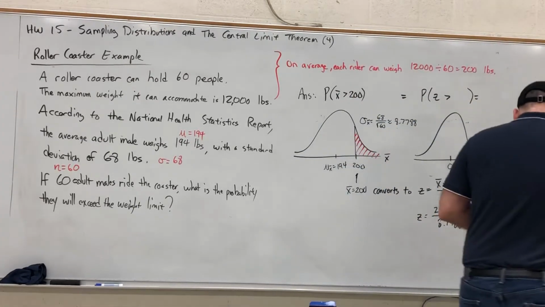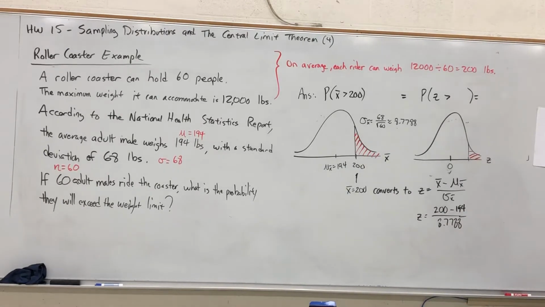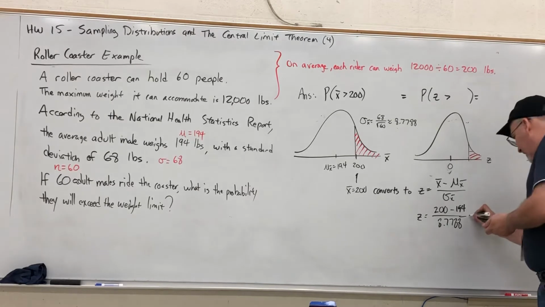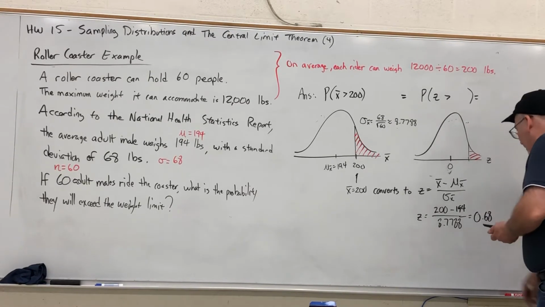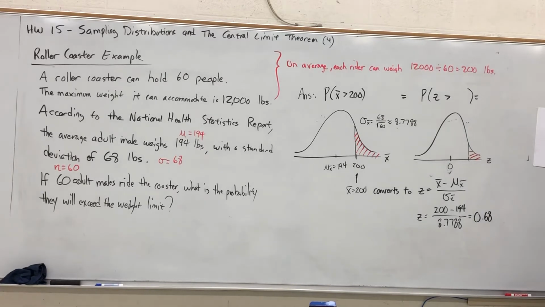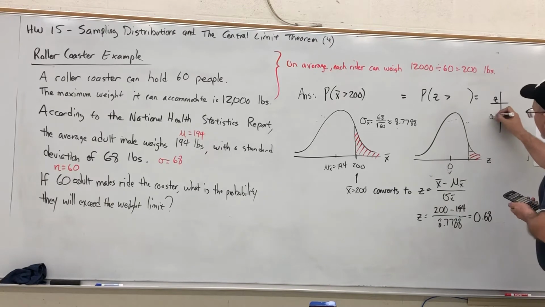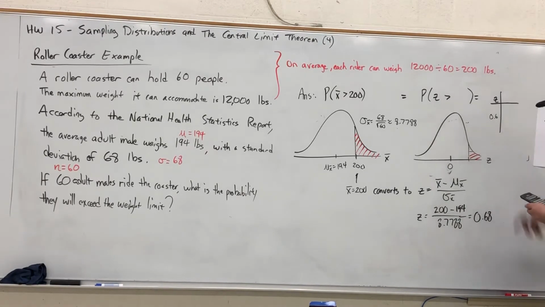The bottom number is 8.7788. And so the z value, to 2 decimal places, is 0.68. And remember, we only need 2 decimal places because our z table can only accommodate 2 decimal places. The left column holds the digits on either side of the decimal, so we go to the 0.6 row.